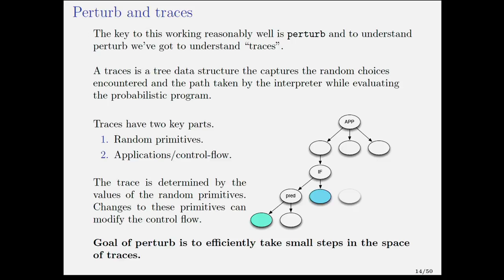So how perturb is going to work, how we're going to move around in the space, is we're going to reconsider random choices. By reconsidering random choices, that will have follow-on effects and cause us to take program paths we didn't take before, potentially. So that's going to be the source of, that's going to be our Markov kernel. That's going to generate a Markov chain.